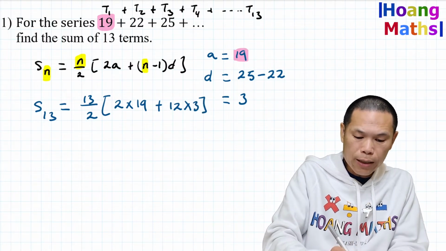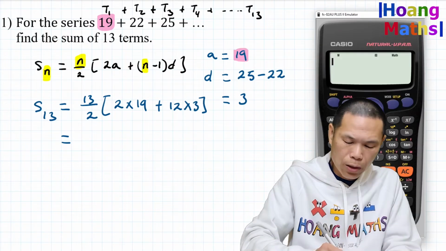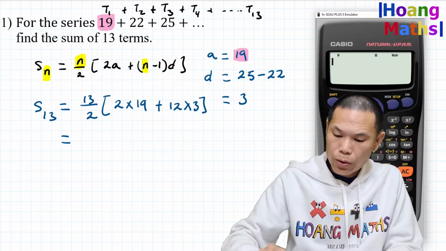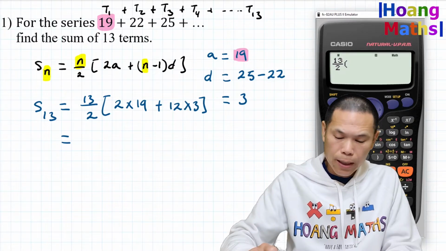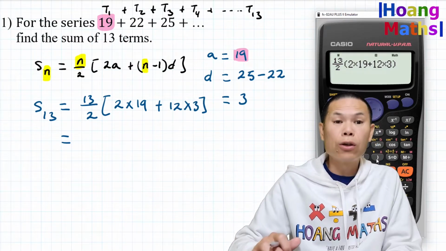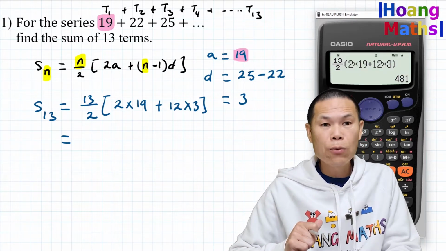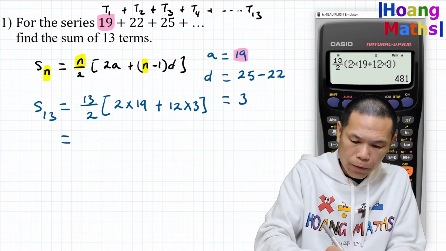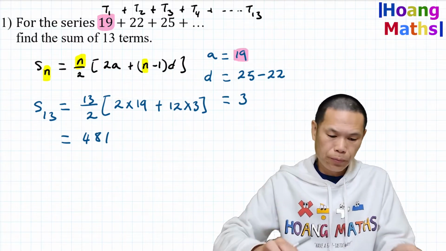Now what I do is put that on a calculator. I just go 13 over 2, and then brackets, 2 times 19, add 12 times 3, and don't forget to close the brackets. So there you go: 481.